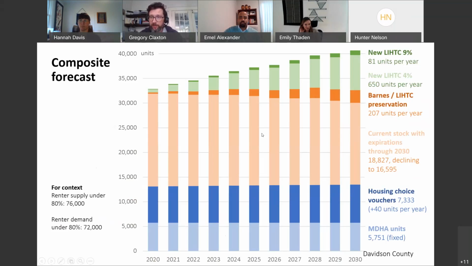The light orange bars are the current stock that are in our inventory of affordable units as they decline based on expirations. So this is just assuming that anything that expires goes into the private market. And what we see is about 18,800 units in 2020, declining to about 16,600 by 2030. So a loss of a little over 2,000 units in that time.